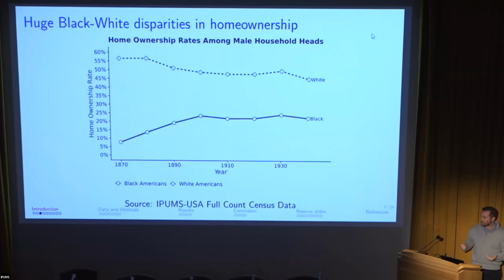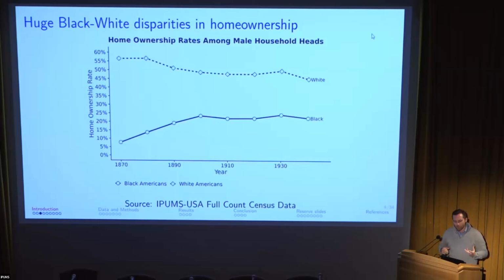Just as a little bit of historical background, there are huge Black-white disparities in homeownership in the United States. Here on the x-axis, we have year. On the y-axis, we have homeownership rates. And we're looking at homeownership rates among male household heads, mostly estimated from full count census data, which is why there aren't any error bars here. You can see white Americans in 1870 had a homeownership rate of about 55%. And this gradually declined to about 50% in 1940, the period I'm going to be looking at today.